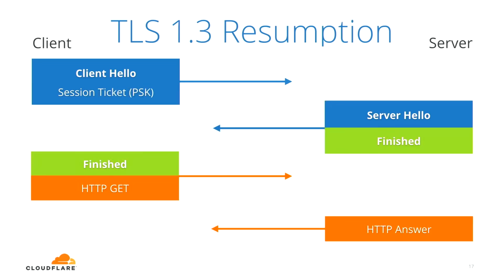Now, TLS 1.3 resumption is not that different. It still has the concept of a session ticket. We changed the name of what's inside the session ticket to a PSK, but that just means pre-shared key, because that's what it is. It's some key material that was agreed upon in advance. And it works the same way. The server receives the session ticket, decrypts it, and jumps to the finished message.